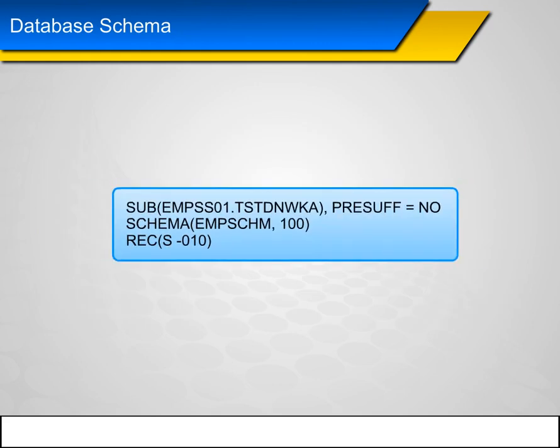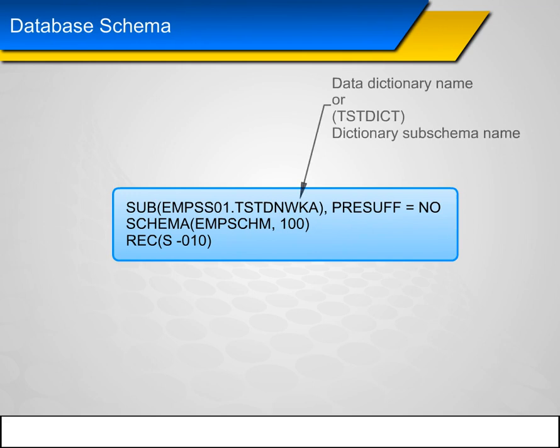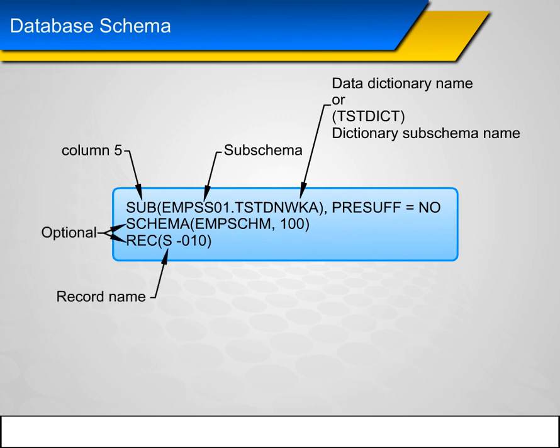SUB EMP SS01.TSTDNWKA, PREF SUFF equal to NO, SCHEMA EMP SCHM, 100 REC S010, data dictionary name or TSTDICT, dictionary subschema name, subschema, column 5, optional, record name, schema name, schema version.